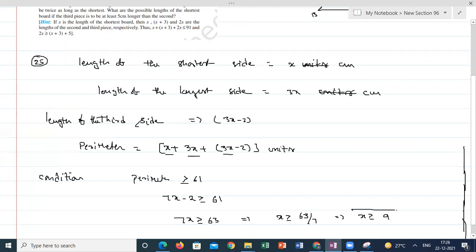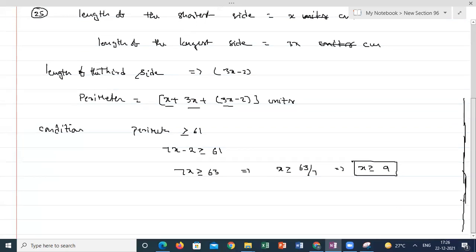So the length of the shortest side must be greater than or equal to 9 centimeters. The length can be greater than or equal to 9 centimeters, and the minimum length is 9 centimeters.